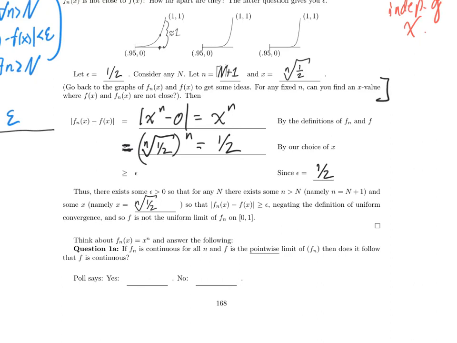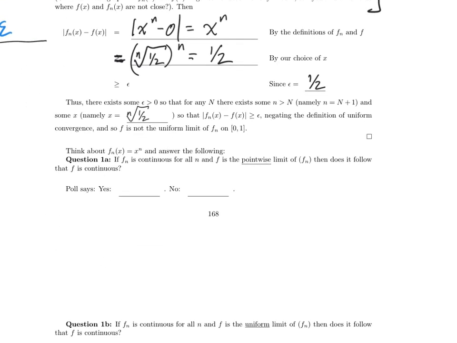So what do you think? If f sub n is continuous for all n, and f is the pointwise limit of f sub n, does it follow that f is continuous? Think for a second. Okay, in class there would be a poll, but I can't possibly do that when I pre-record things. Leave a comment in the YouTube video of yes or no. Anyway, so you thought about it for a second.